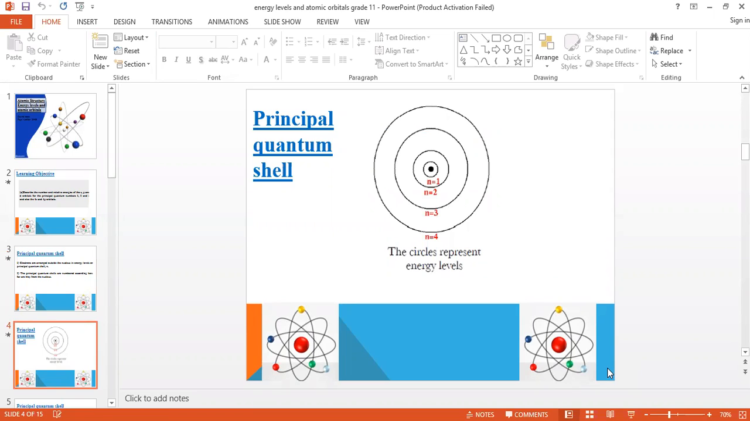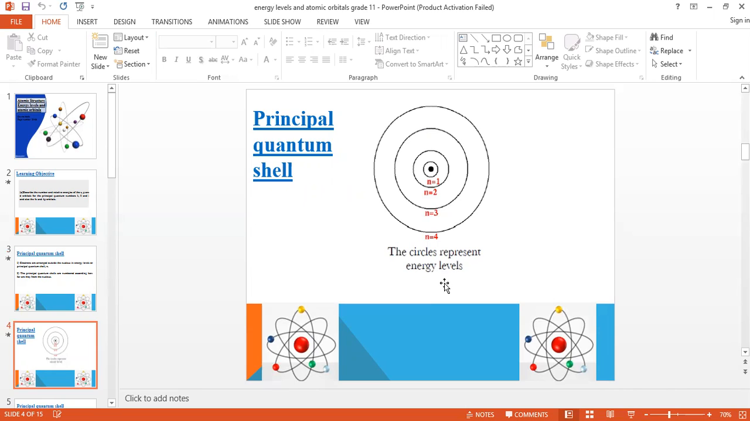Now you can see the principal quantum shell. This central part is the nucleus. Around the nucleus are N1, N2, N3, and N4. These circles represent what? Energy levels. It's clear now? What is the shell? What do you know about the energy levels? An energy level we can also call a principal quantum shell. Principal quantum shell. Clear now?